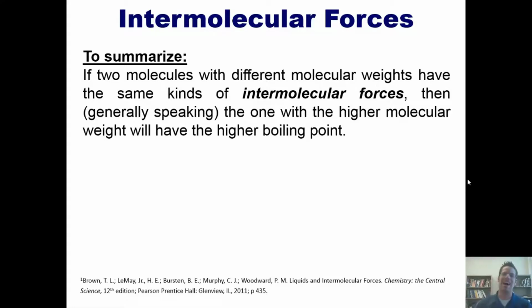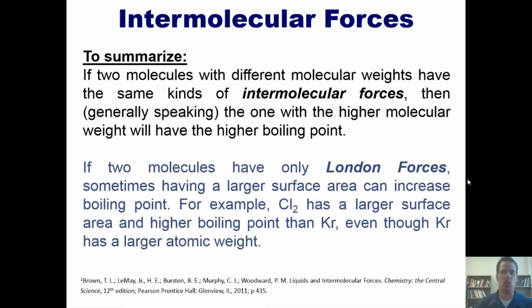So, to summarize, if two molecules with different molecular weights have the same kinds of intermolecular forces, then, generally speaking, the one with the higher molecular weight will usually have the higher boiling point, because there are more atoms to stick on top of each other, especially if you're talking about a vast difference in molecular weights. Now, if you have two molecules that have only London forces, sometimes having a larger surface area can increase boiling point. For example, chlorine gas, Cl2, has a larger surface area and therefore a higher boiling point than krypton, even though krypton has a larger atomic weight.